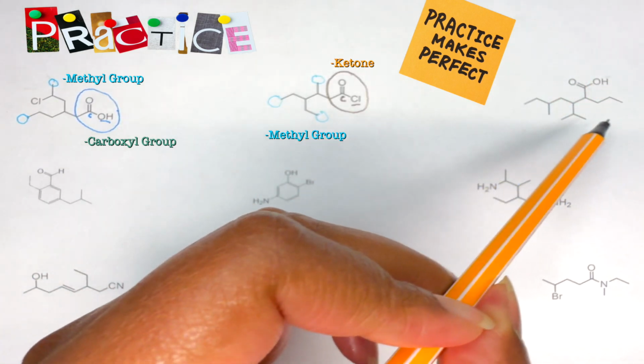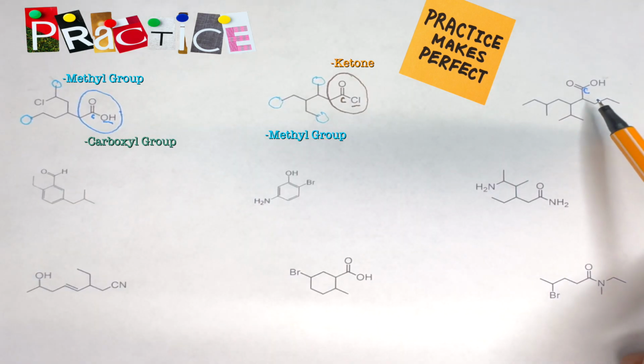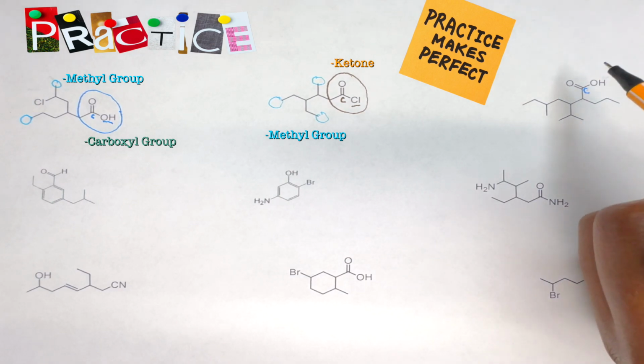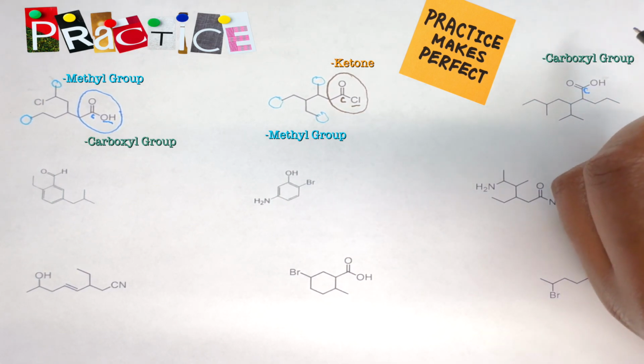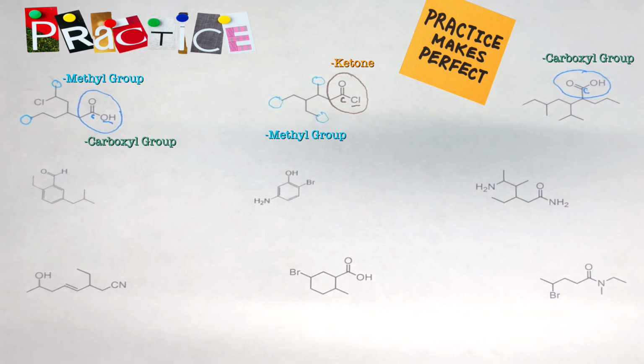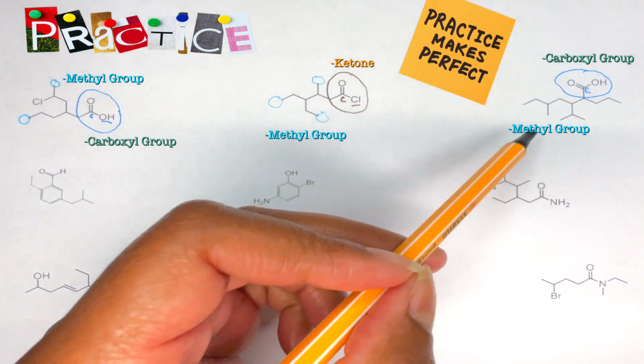What about this molecule right here? I see this carbon double bonded to this oxygen right here, and it's going to end with a hydroxyl group. So this must be a carboxyl group. So we got a carboxyl group right there with all those methyl groups all over the place here.